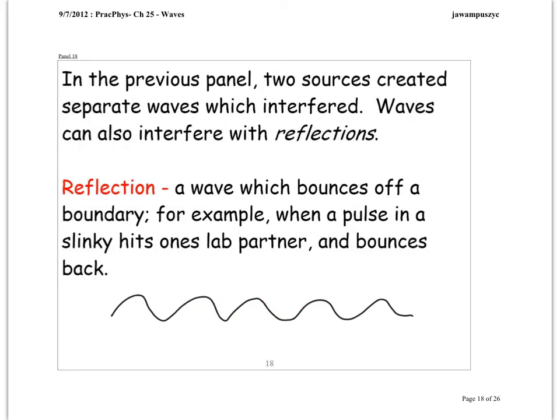So of course, as you're continuing to put more waves into the slinky this way, the reflections, the ones that are bouncing off your lab partner, are traveling in the opposite direction. Well, those two sets of waves wind up being at the same place at the same time, and they interfere with each other.